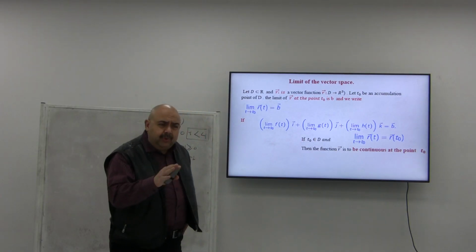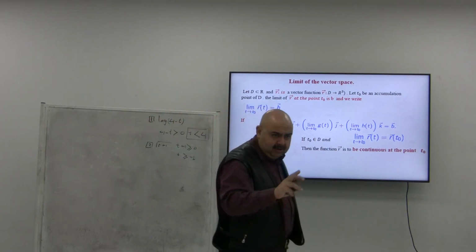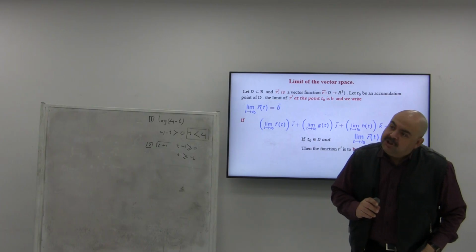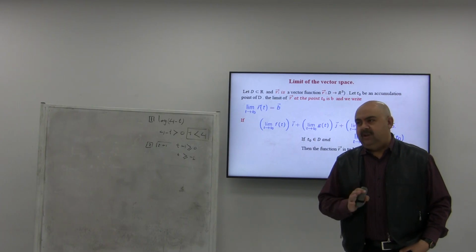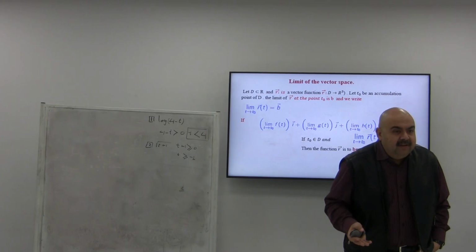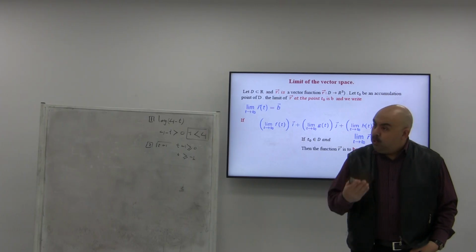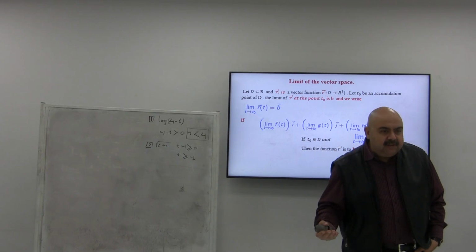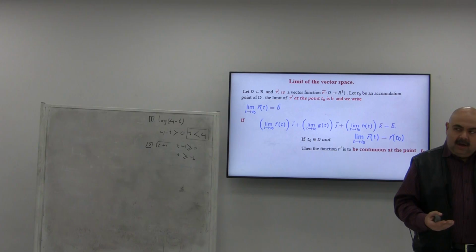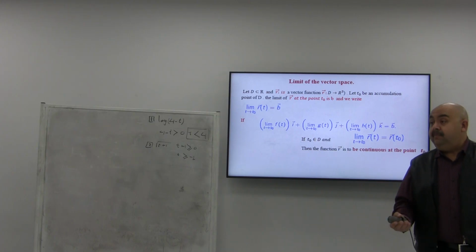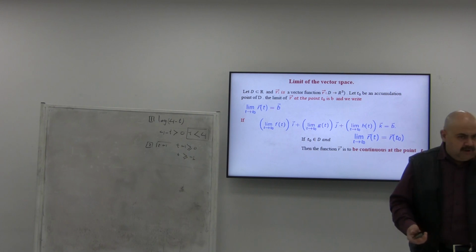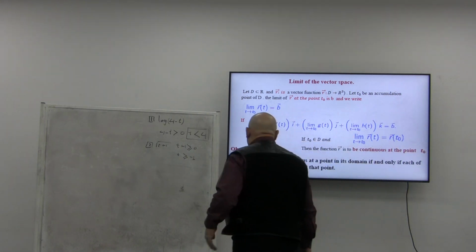Why are we going through limits and continuity? Because it's an introduction for differentiability. So now I'm talking about functions. If I differentiate in parametric representation, I can get its slope, its rate of change, which is the differentiability.